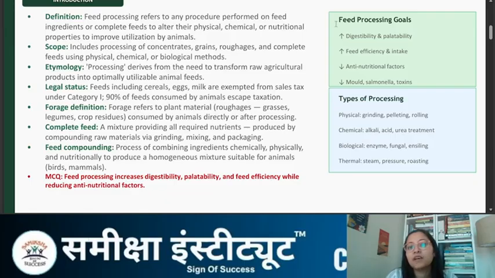Then feed processing goals. Why do we need to go for feed processing? To improve the digestibility, palatability, to improve the feed efficiency and feed intake, and to reduce the anti-nutritional factors, reduce mold, salmonella, toxins. So there are multiple types of processing methods: physical, grinding, pelleting, rolling; chemical method, alkali treatment, acid treatment, urea treatment; then biological methods, enzymatic treatment, fungal and ensiling process; then thermal processing, steam, pressure, roasting.